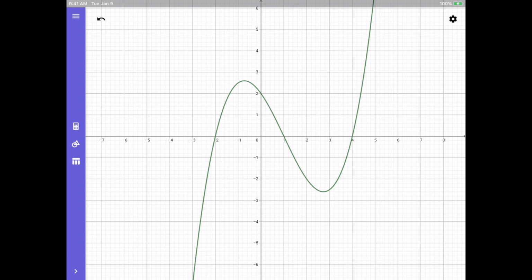For the y-intercept, we're looking at the y-axis, the vertical axis. We can see that happens at the point (0, 2). So that would be our y-intercept.